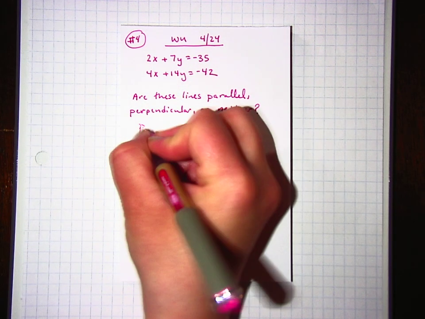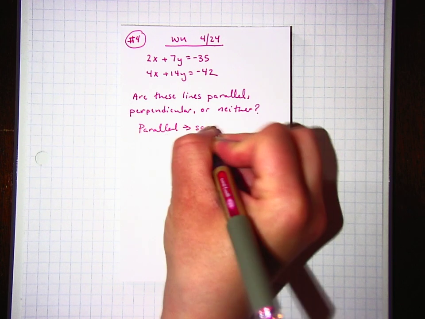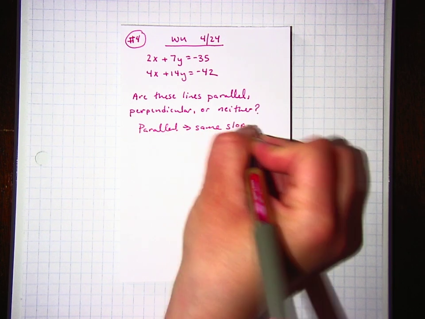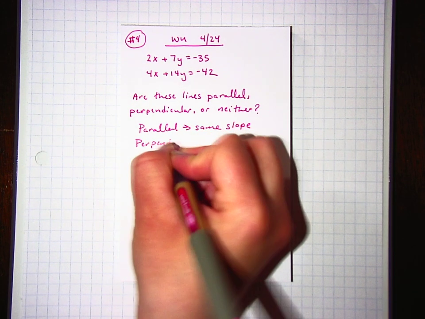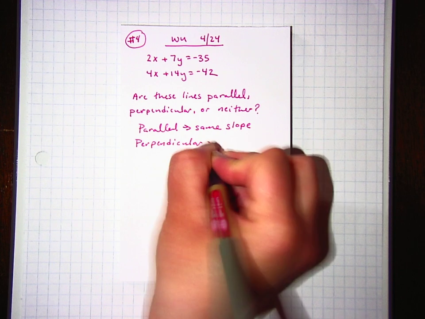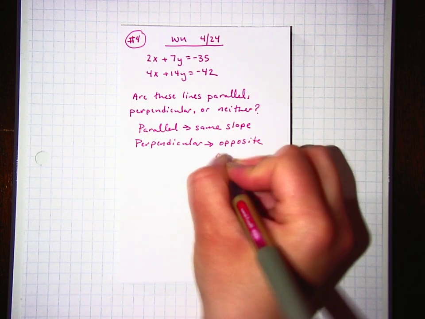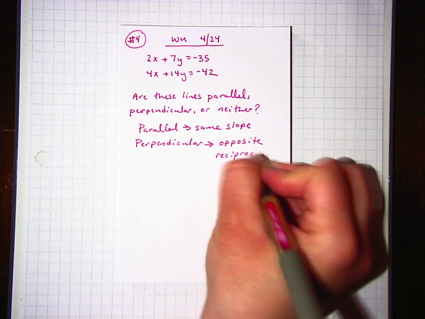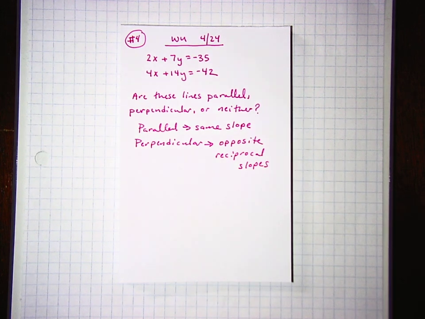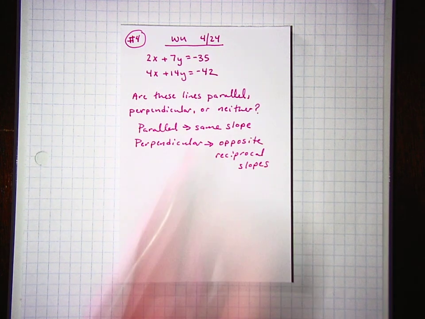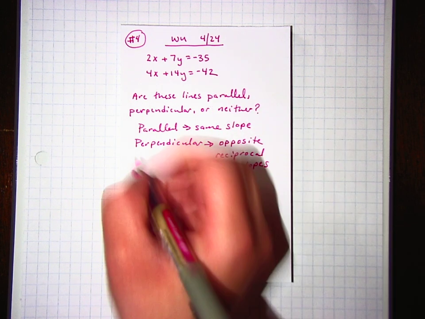If they're parallel lines, then they're going to have the same slope. We learned that 2 days ago. And if they're perpendicular lines, they're going to have opposite reciprocal slopes. So the first step is to make both of these look like y equals mx plus b by solving for y.